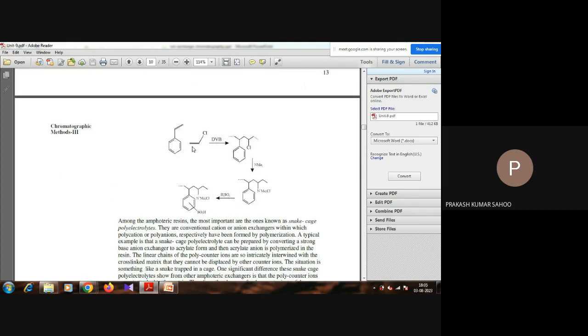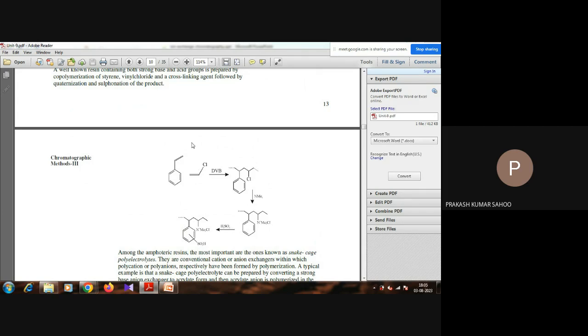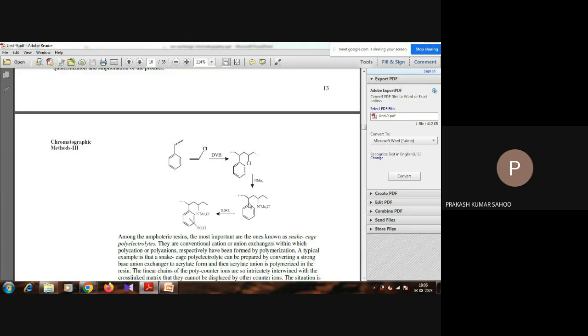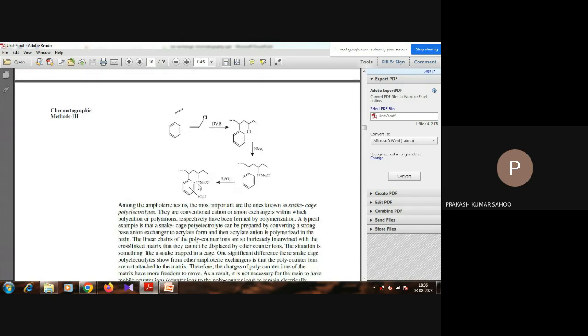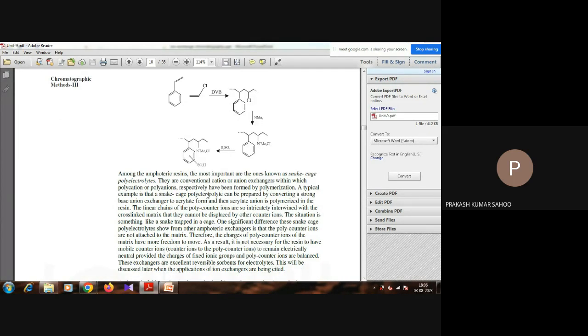So this is the reaction where styrene reacts with vinyl chloride to produce this addition product, which is subsequently treated with trimethylamine to give this one, followed by sulfonation, which will give this sulfonic acid. So this is your amphoteric ion exchanger, where both positive and negative parts are there, which can act on both the acidic and basic parts of your sample, that is, on both the cationic and anionic parts of your sample. So this is an amphoteric exchanger.